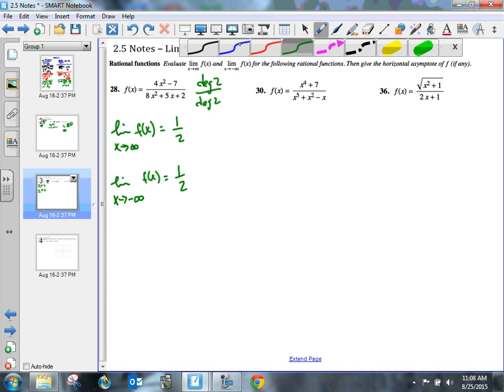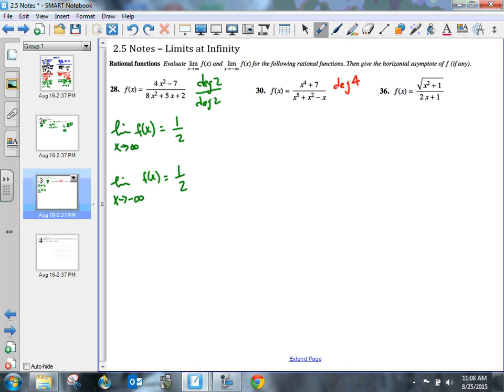So now, let's take a look at number 30. Now, the degree in my numerator is 4. The degree in my denominator is 5. So I'm going to have a horizontal asymptote at the line y equals 0.